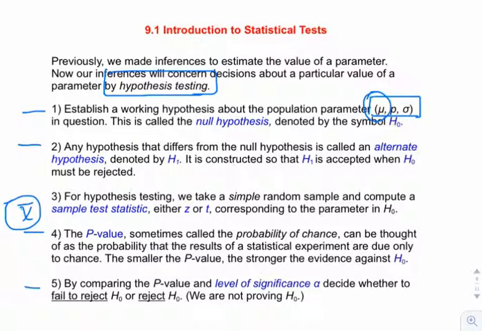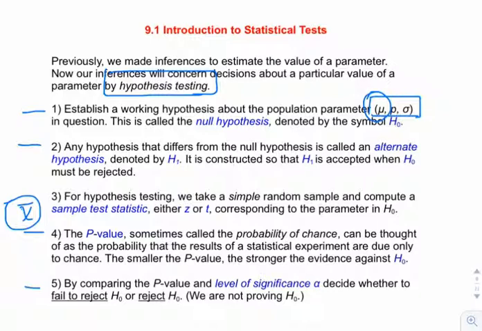So step 5 is we see how small that probability is, our p-value, and we compare that to what we decided beforehand is going to be our threshold. If there's less than 10% chance that it happens, we think that it's not going to happen by chance. It must be that our null hypothesis is wrong.